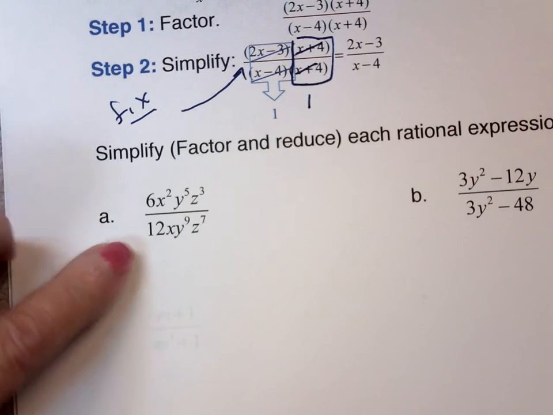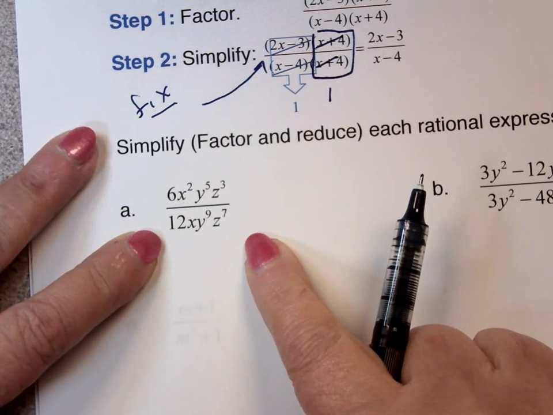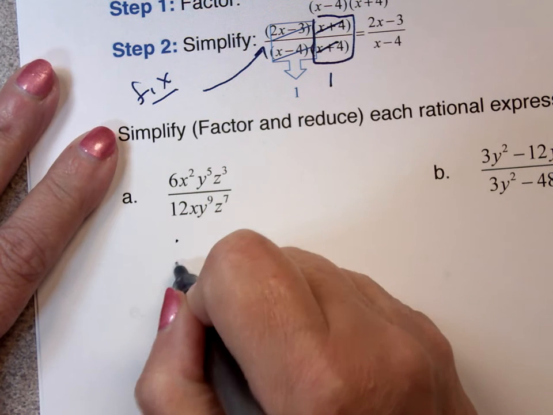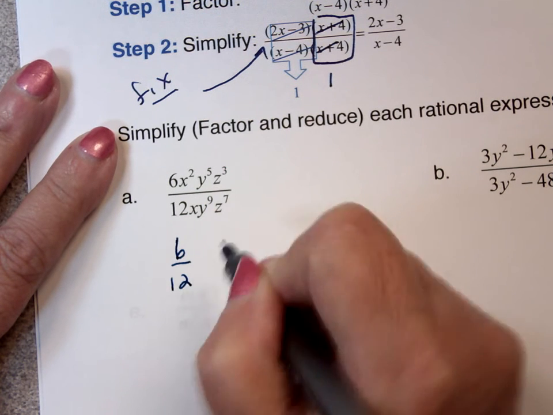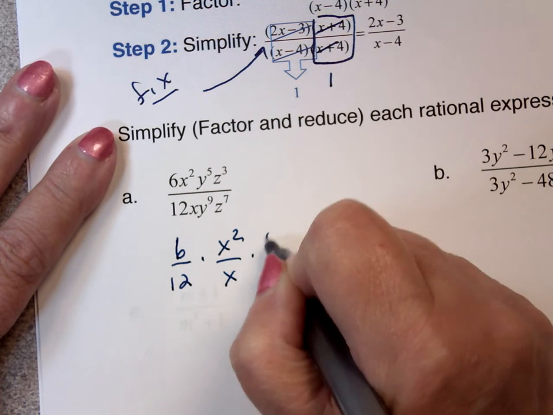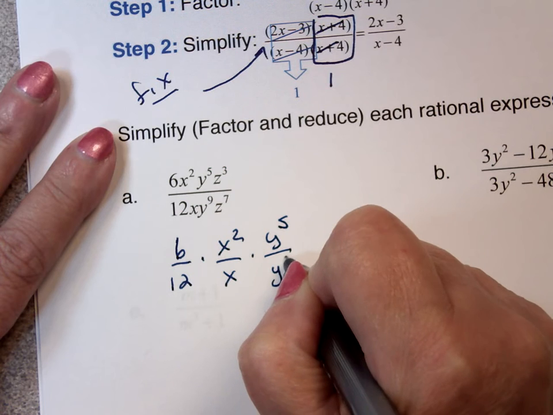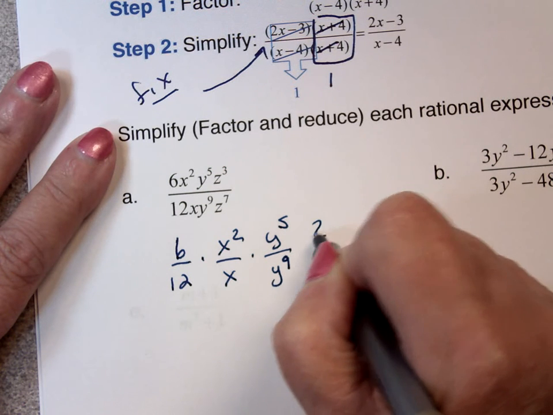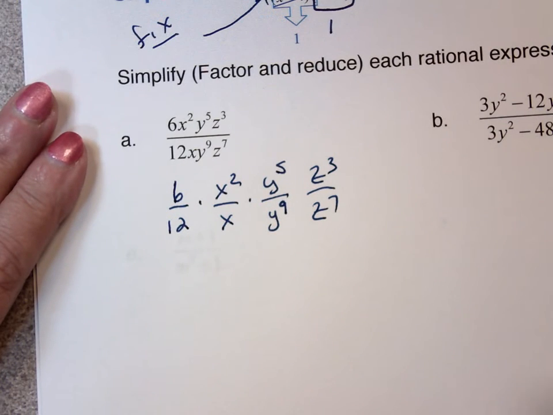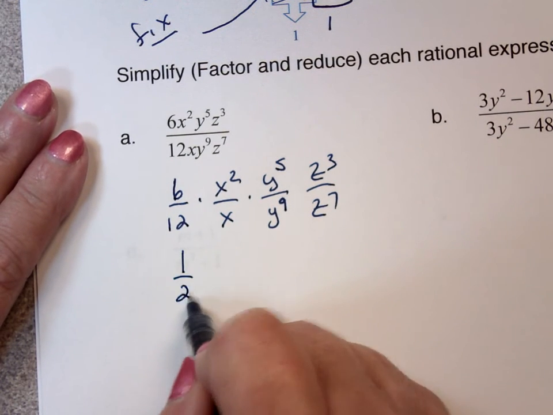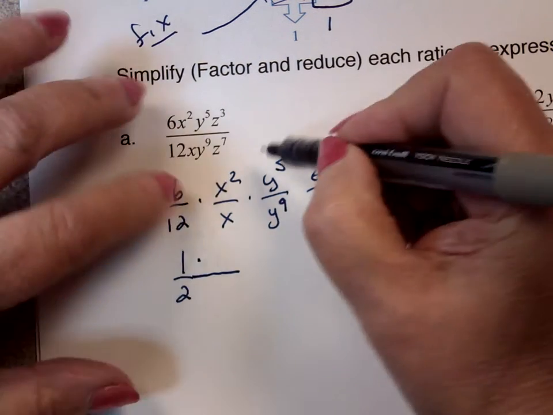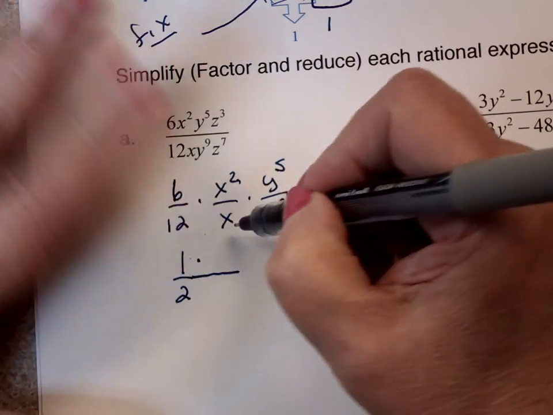So here we go. You've done something like this already. So what do you have? It's easy enough. You have 6 over 12, and you have an x squared over an x, and a y to the 5th over y to the 9th, and a z to the 3 over a z to the 7. 6 over 12 is 1/2 times. Now, you've got 2 on the top and 1 on the bottom.